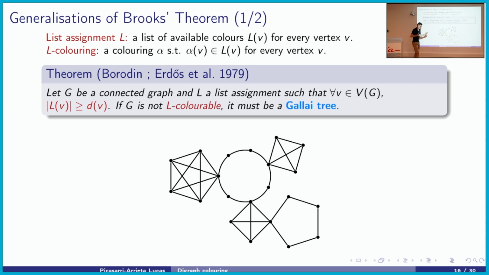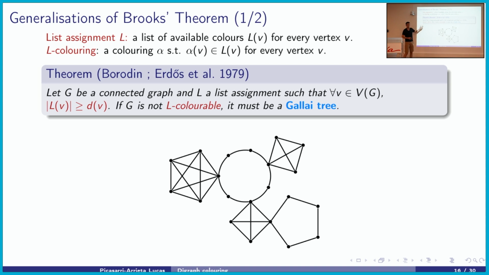And this is an example of a generalization of Brooks' theorem, but this is not the only one. And in particular, there is a result about list coloring due to Borodin and Erdős et al. So in the concept of list coloring, every vertex receives a list of available colors, and what you want is to find a proper coloring of your graph such that the color of every vertex belongs to its list of available colors. And now, if you have a list assignment such that the number of available colors on v is always at least the degree of v on every vertex v, then your graph must be L-colorable for this list assignment L, unless it is a Gallai tree, where a Gallai tree is any graph for which each block is an obstruction of Brooks' theorem, so a complete graph or an odd cycle.